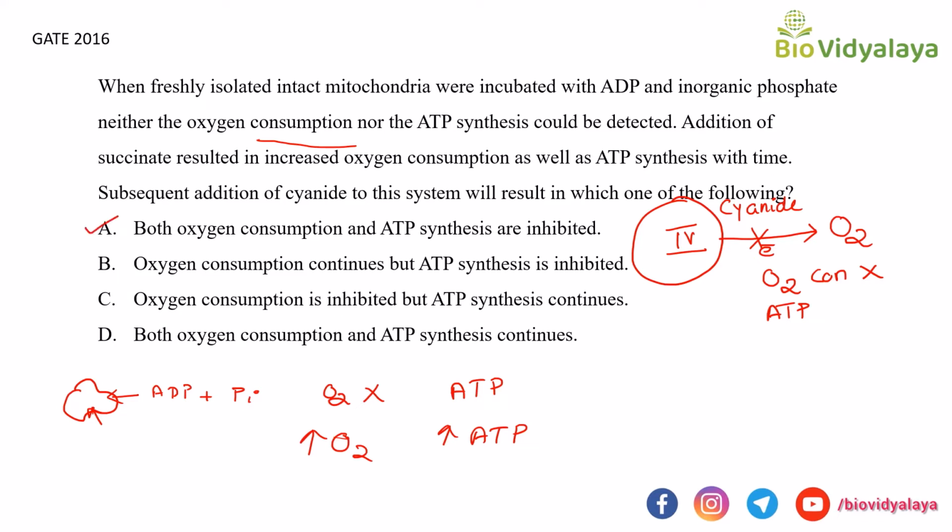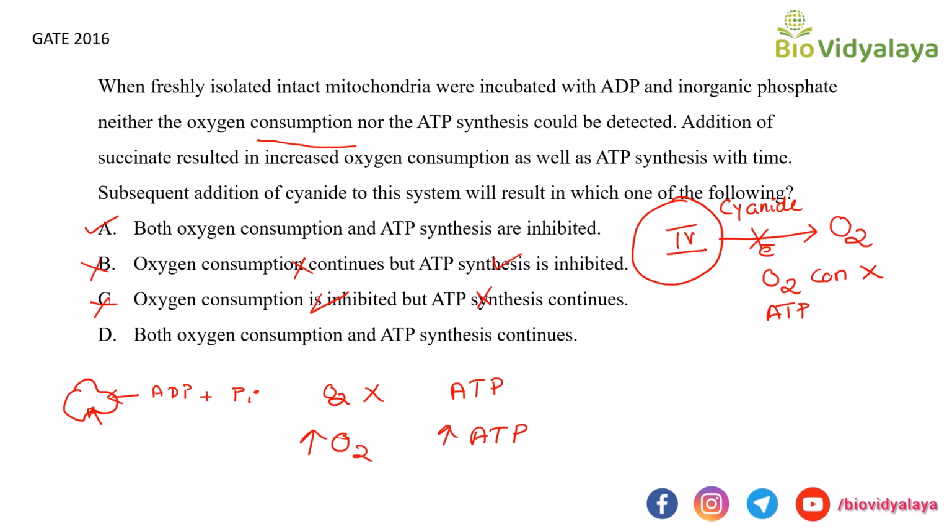This is correct. Next, option B, oxygen consumption continues. This is not correct, but ATP synthesis inhibited. This is correct, but this option B is incorrect. Option C, oxygen consumption inhibited. This is correct, but ATP synthesis continues. This is not correct. So option C is incorrect.